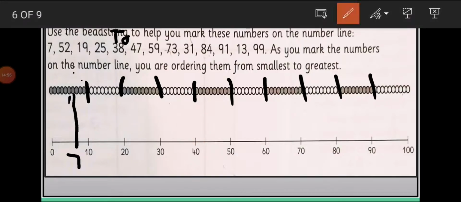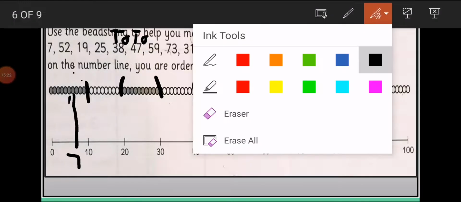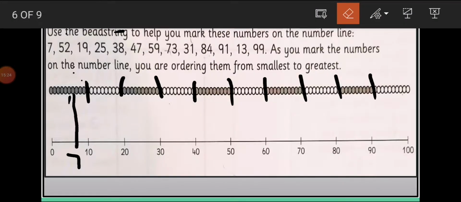Again, the next number is 47. Again, put the place value first. 7 is ones because it's on the right side. 4 is tens because it's the next digit just after ones. So in 47, 7 are ones and 4 are tens. Again, in the beads counter, check out the tens, find four tens, 40 first, then count 7 more, then mark it, and then put it on its place on the number line. Now the next number is 59. Again, we have to put the place value first.